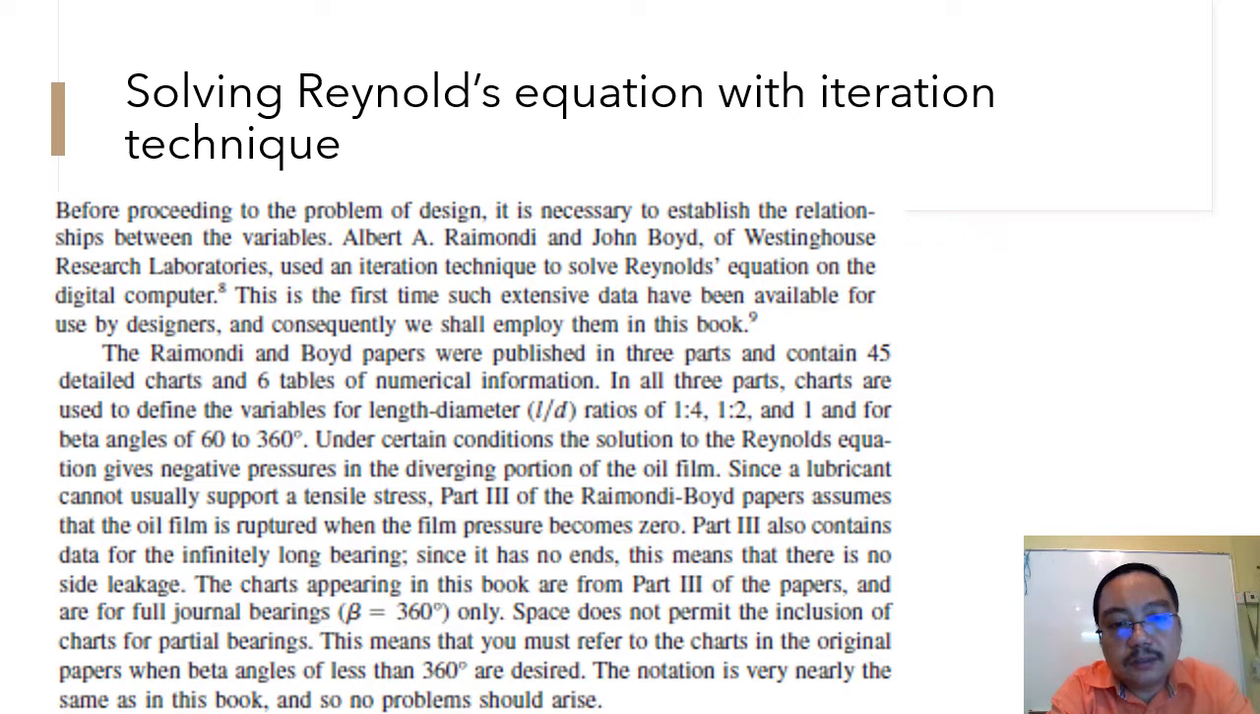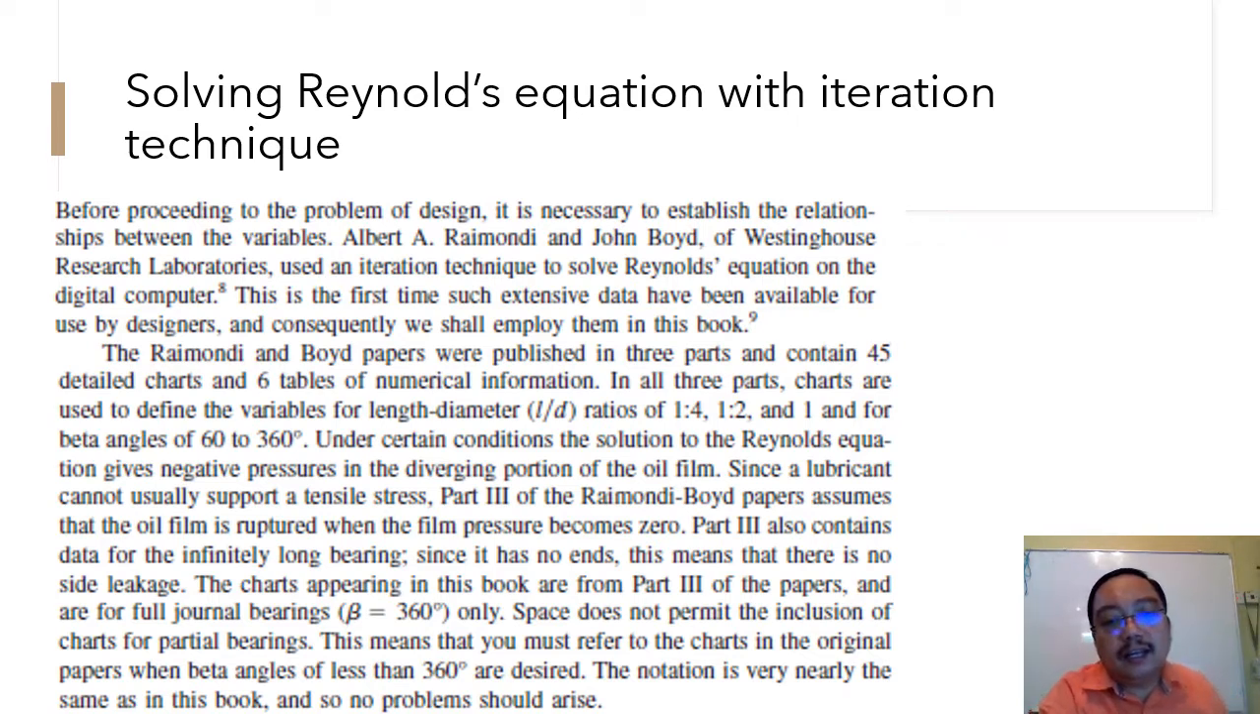Raimondi and Boyd's papers were published in 3 parts containing 45 detailed charts and 6 tables of numerical information. In all 3 parts, charts are used to define variables for length to diameter ratios of 1/4, 1/2, and 1, for beta angles 60 to 360 degrees.